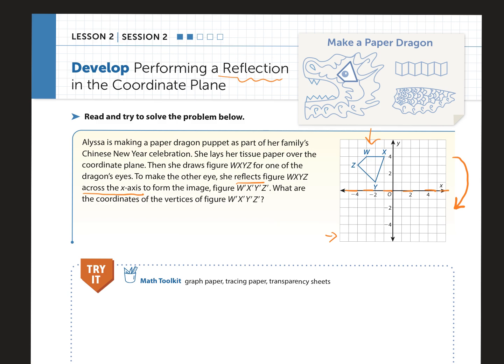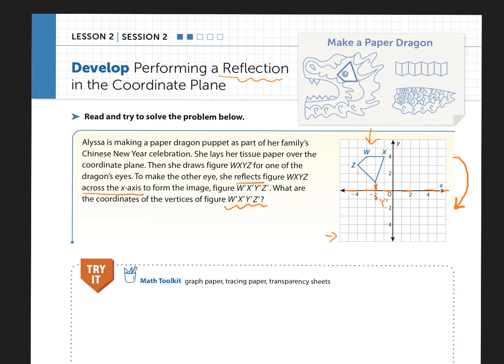So they want to know what are the coordinates of the new image, w prime, x prime, y prime, z prime. So when you're reflecting, you simply take each point, you count how far it is from the line of reflection, and then you count that same distance in the other direction. So we'll start with point y. Point y is one space away from the line of reflection. So we're going to go one space in to the other side. So y prime is here.